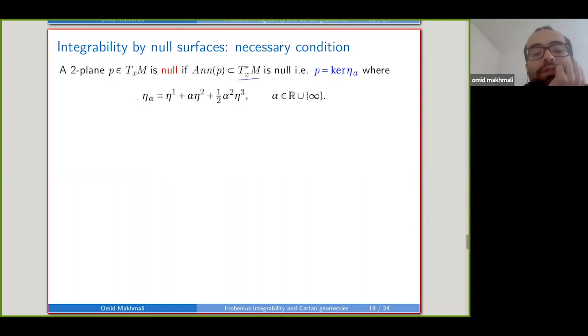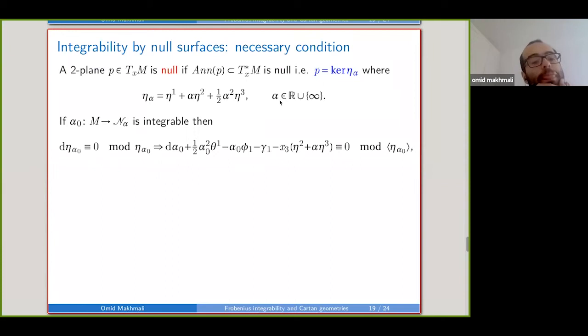So this way, we just need to parametrize null one forms, which in this case can be written this way for some projective parameter alpha. So if, let's say, there is a null plane that is integrable, let us find the differential ideal of this as before. That means the exterior derivative of it has to be zero mod this ideal. And that means if you again use the structure equations, this one form has to be zero mod the ideal for some quantity X3.